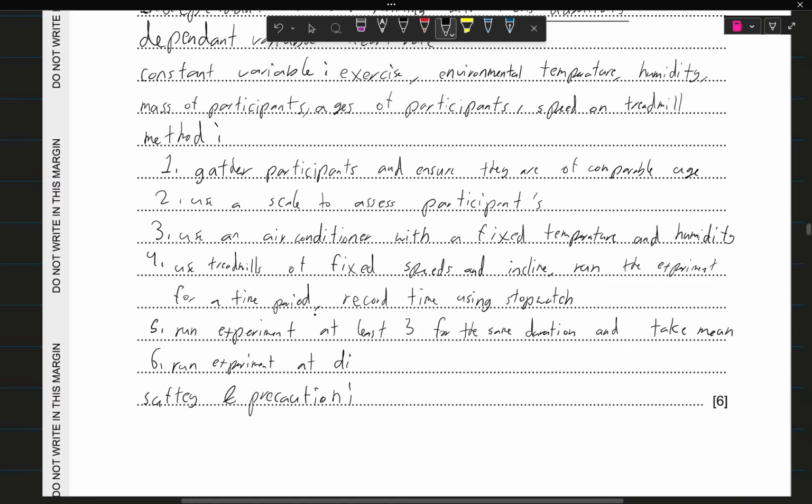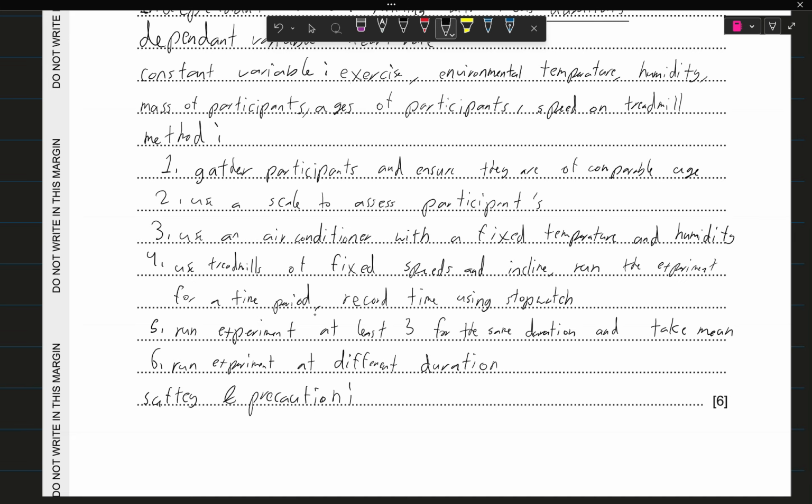And then for point 6, as we said, you run the experiment at different running durations. For example, let's say that in the first run, they did 10 minutes. So the second time you do the experiment, you do it for like 20 minutes, for example.